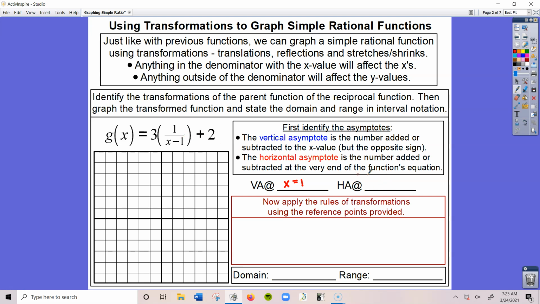Your horizontal asymptote is always the number that is added or subtracted at the very end of the equation. So we have this plus 2. So that means that we have a horizontal asymptote at y is equal to 2. So what we can do is put these asymptotes on the graph. So we have x is equal to 1, which is the vertical line that goes through x is equal to 1. And then we have y is equal to 2.